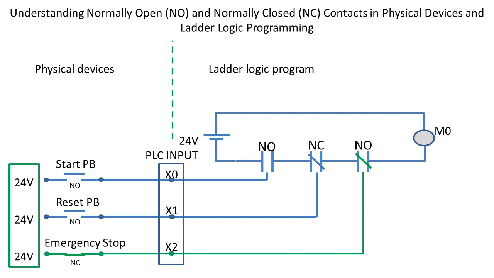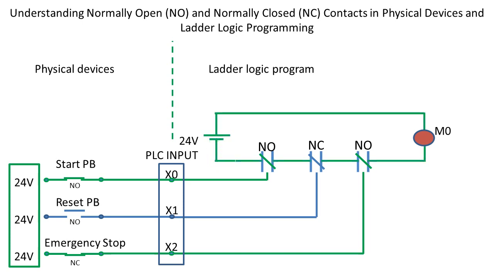If we press the Start Push button, a 24-volt signal will be sent to the X0 input pin of the PLC. As a result of this signal, the corresponding X0 contact in the PLC's logic will close. All three logic contacts associated with X0, X1, and X2 are now closed. Consequently, a 24-volt signal can pass to M0, an internal memory bit of the PLC. If M0 was initially low, it will now be high.